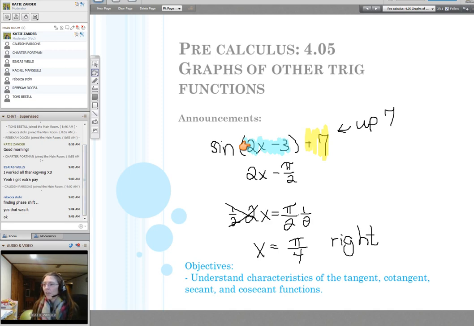Were there any other questions with the sine and cosine graphs? All right, if not, let's go ahead and move forward.